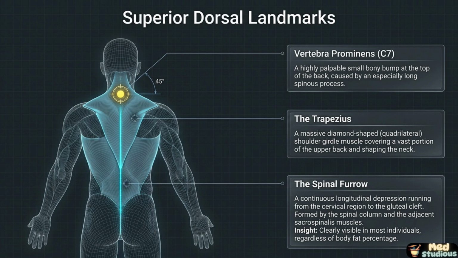Running vertically down the full length of the back, the spinal furrow is the continuous longitudinal groove formed by the spinous processes and the flanking erector spinae muscles on either side. Remarkably, the spinal furrow is clearly visible in virtually all individuals, regardless of body fat percentage, making it one of the most universally reliable dorsal surface landmarks.